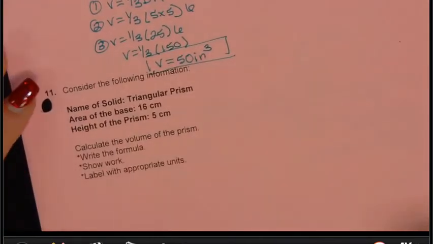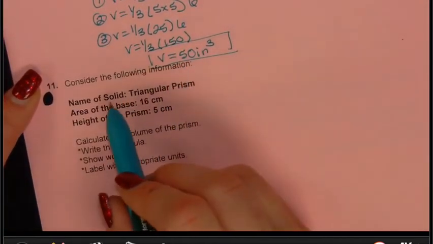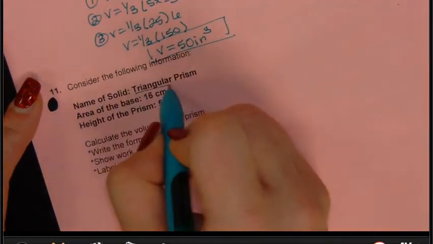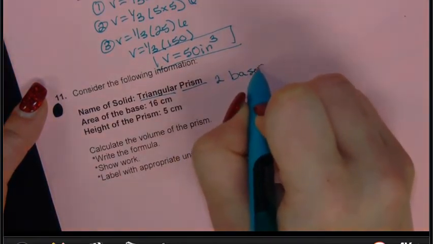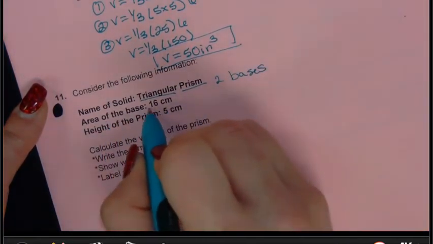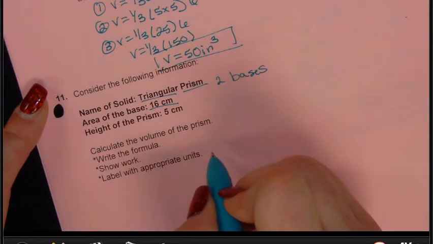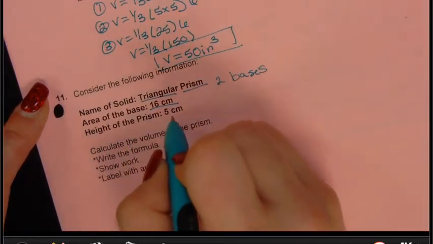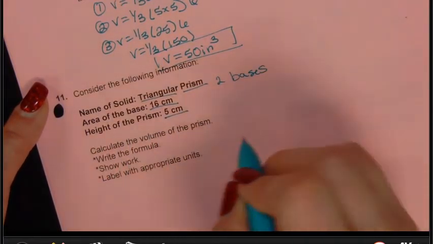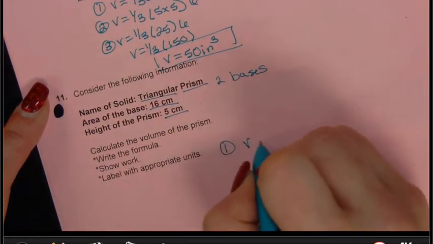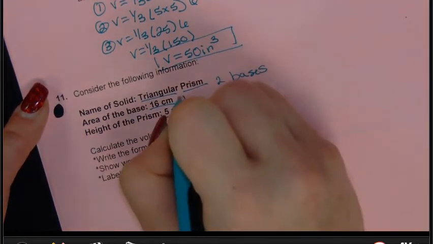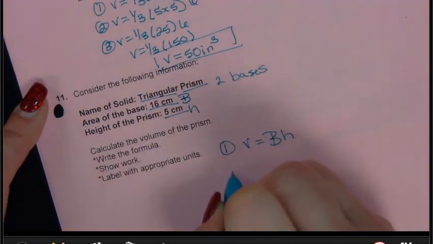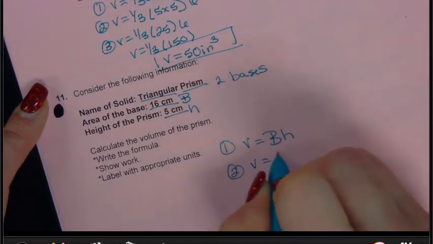All right, number 11, it says consider the following information. Name of the solid. So my name is a triangular prism. So it looks like I have 2 bases. Okay, area of my base is 16 centimeters squared. And then the height of my prism is 5. Calculate the formula. Well, for a prism, it's going to be capital V is equal to B times H. Well, it just gave me B and it just gave me H. So now I can just plug those in.